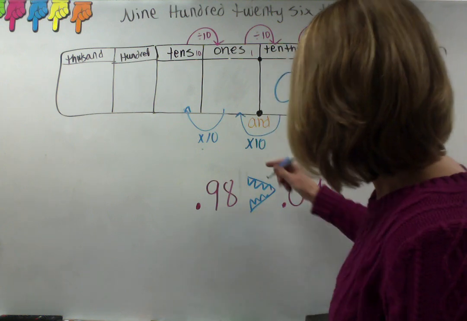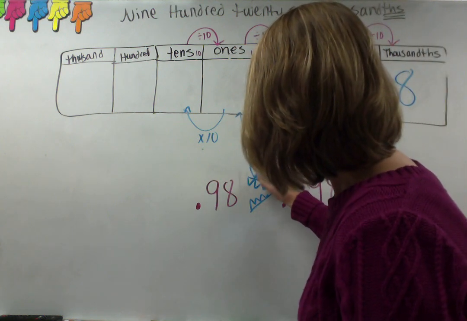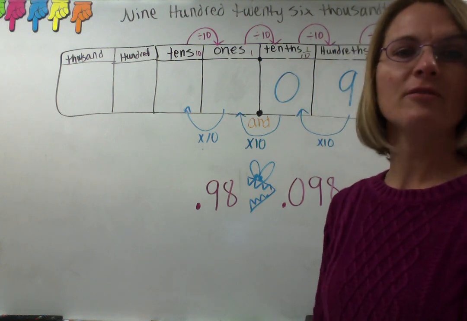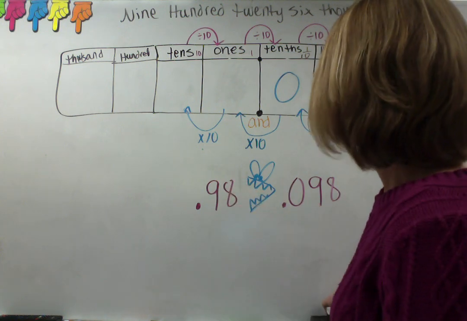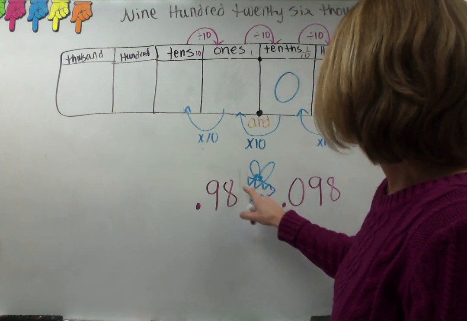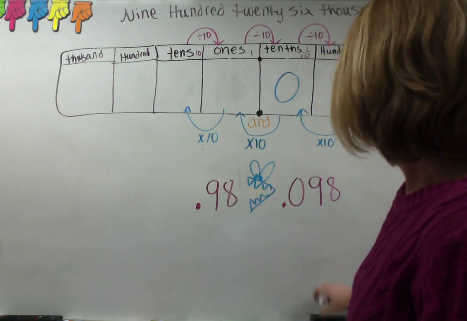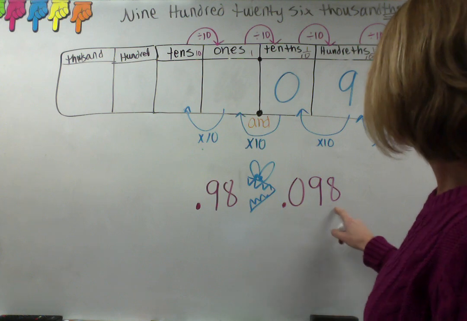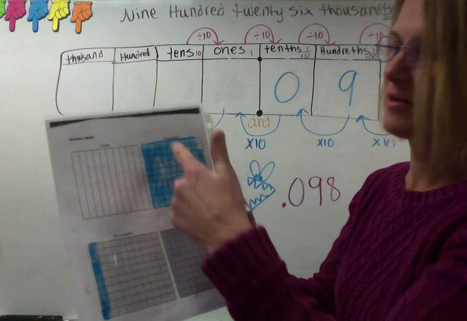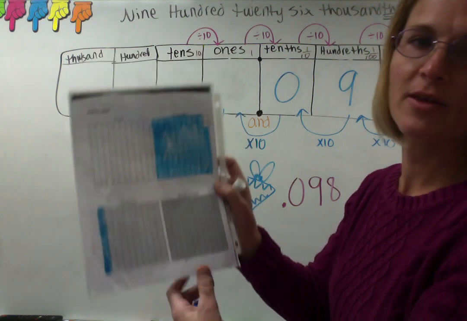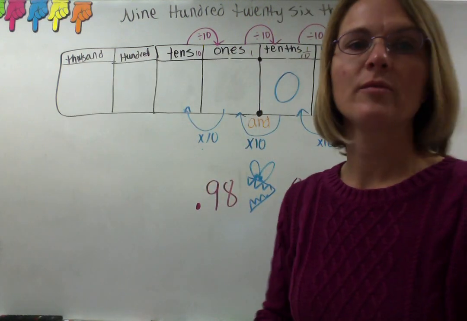You can think of it as a hungry monster. You can think of it as a gator, whatever you want to do. Just remember, when you're using your greater than, less than, or equal to signs, that you're eating the bigger number. So even though this has more digits, this has more value. And again, because hundredths are bigger than thousandths. We'll practice some more of this when we meet together.